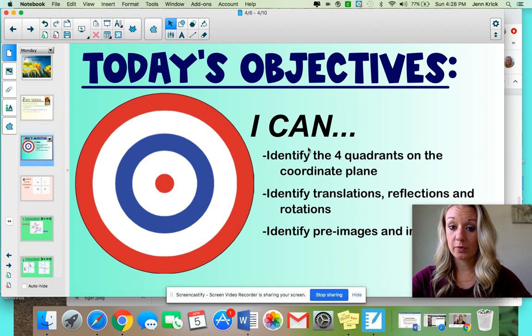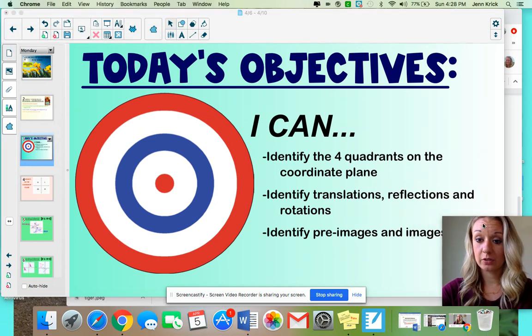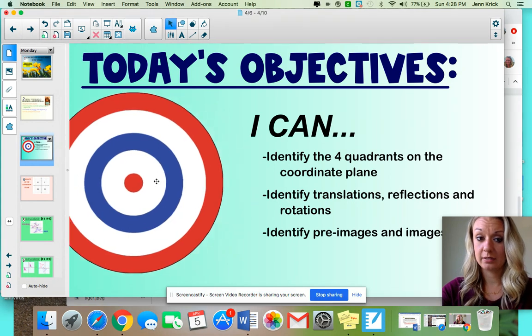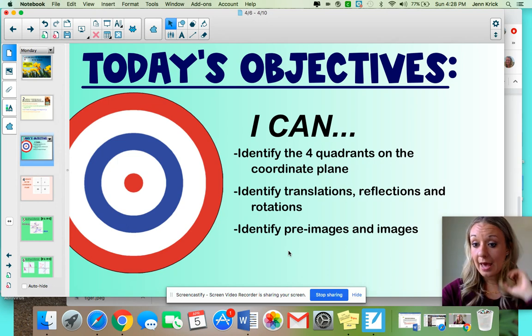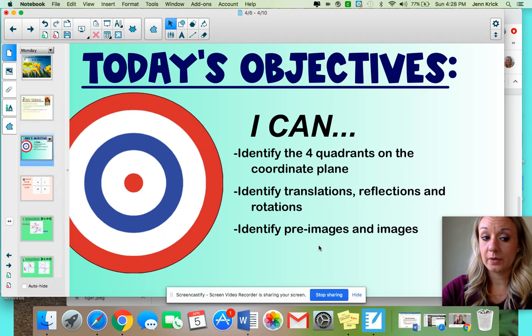All right, so your goals for today. Number one, identify the 4 quadrants on the coordinate plane. That should actually be a review, and if it's not, then you're scaring me. Number 2, you want to be able to look at a transformation that occurs and identify if it's a translation, a reflection, or a rotation. The rotations are the new part. That's what we're going to look at today. And then the last thing, you want to be able to identify a pre-image and an image, which again should be pretty easy, hopefully a review for you.